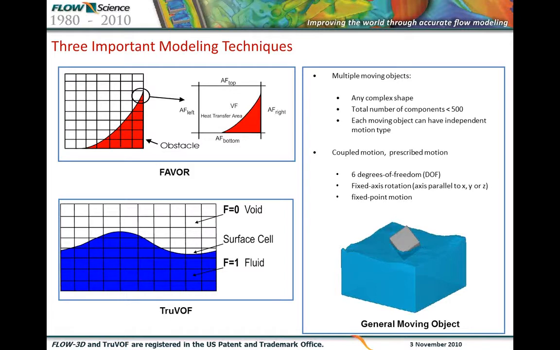The third technique is the GMO, or the general moving object capability. You can see the animation playing on the right-hand side of your screen. The general moving object model is a capability in Flow3D that allows coupled fluid-solid interaction, and which can simulate up to 500 different moving objects, each with its own complex shape and motion type. The motion of each object is independent and can be coupled to the fluid or prescribed, or both.